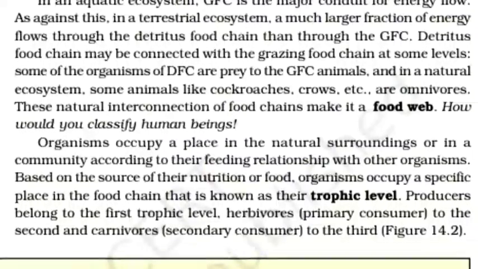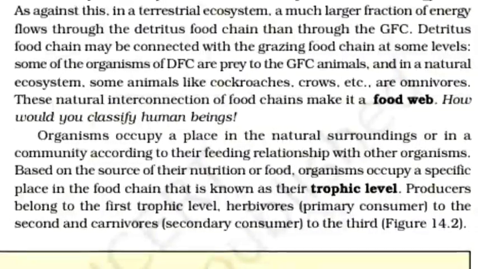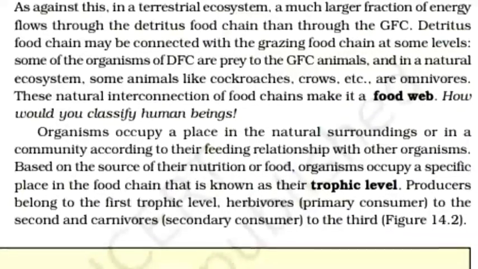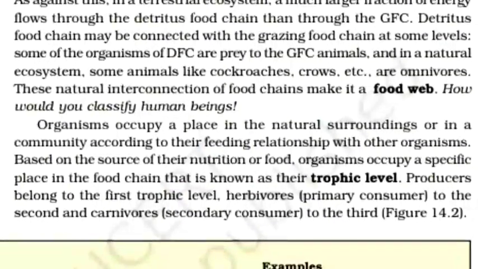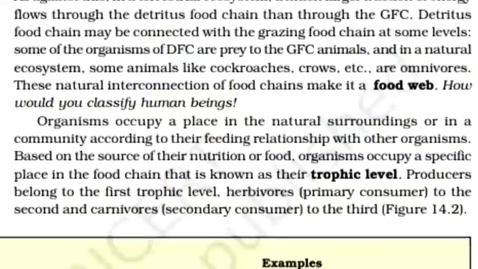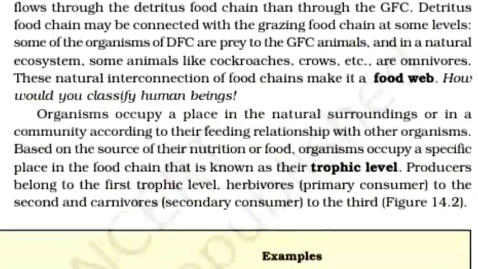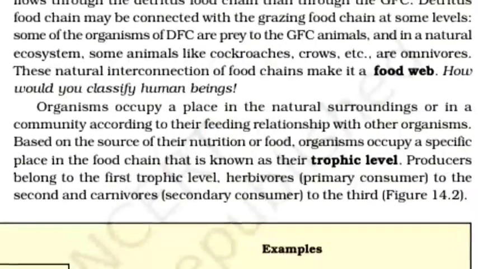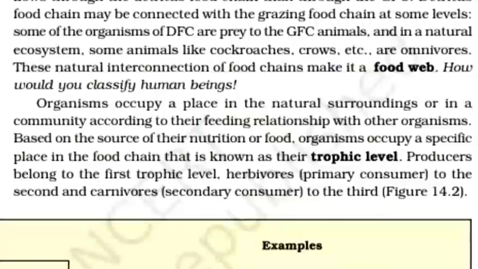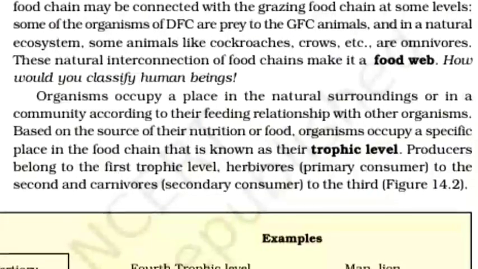Organisms occupy a place in the natural surroundings or in a community according to their feeding relationship with the other organisms. Based on the source of their nutrition or food, organisms occupy a specific place in the food chain that is known as their trophic level. Producers belong to the first trophic level, herbivorous primary consumers to the second, and carnivorous secondary consumers to the third.